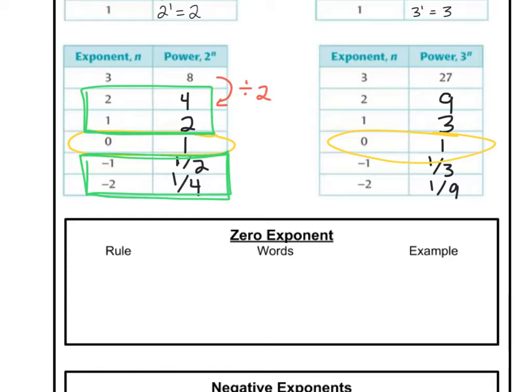Okay. Rule for 0 exponents. With letters, anything to the 0 power is equal to 1. This is the best one ever.